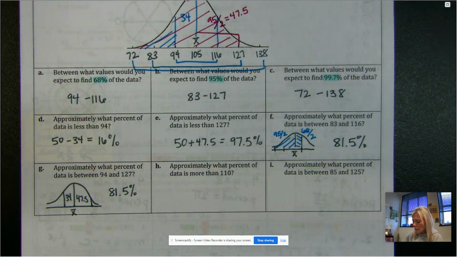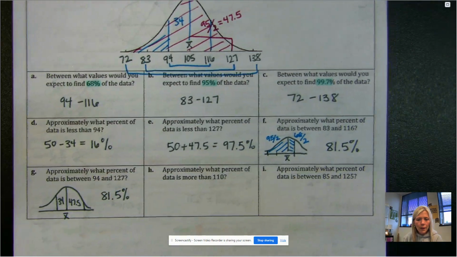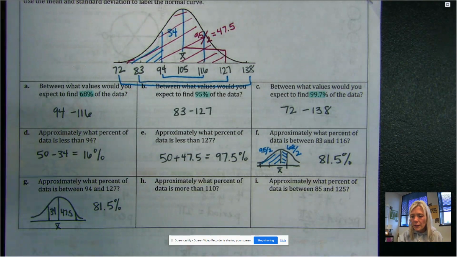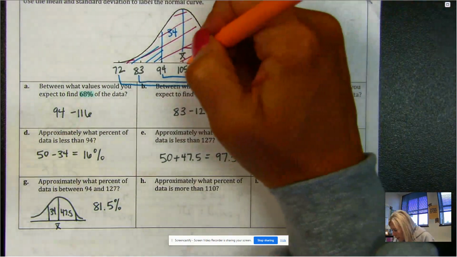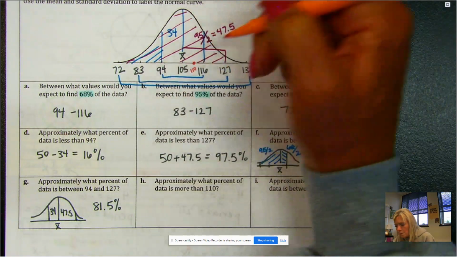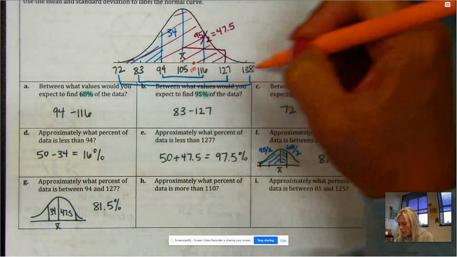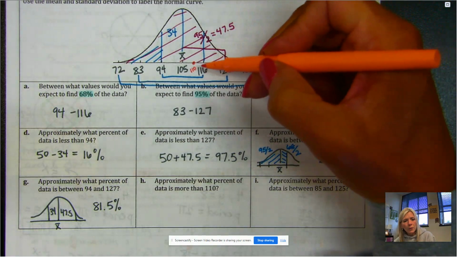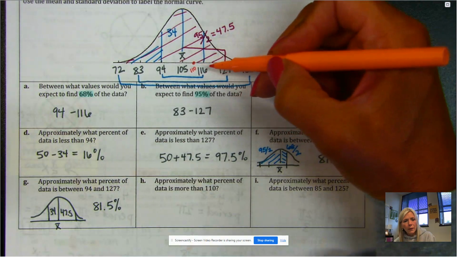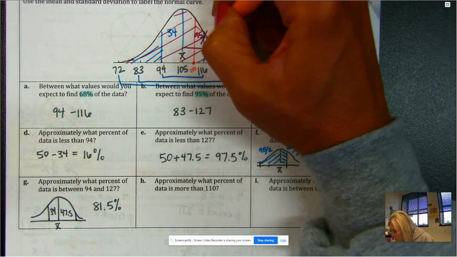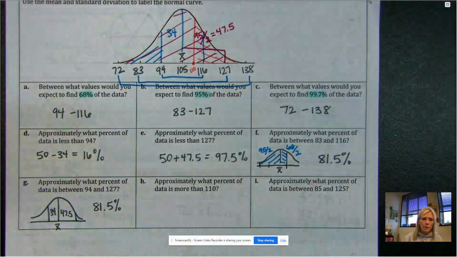Okay, next is more than 110. So 110 is going to be somewhere in this area here, meaning it's not on a standard deviation. So this is when we need to use a z-score. And I would expect to get a z-score that's positive but less than 1. And then for my final answer, I'm looking for how much is more than this, so on that side of it.